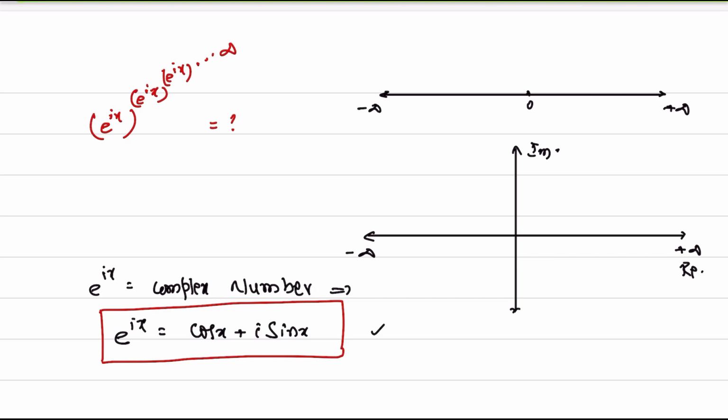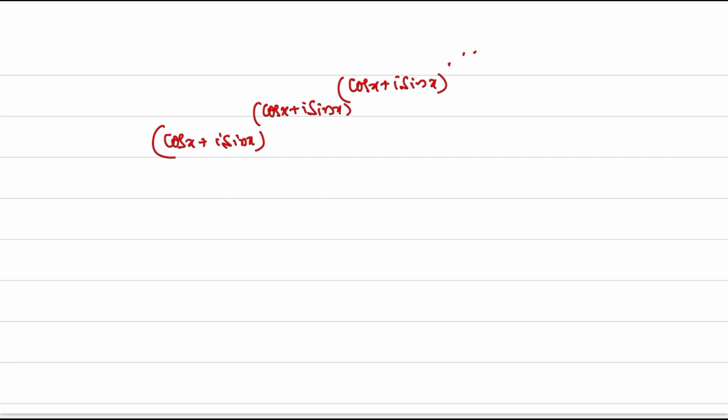Now, we can even write it like this. The problem, cos x plus i sin x to the power of cos x plus i sin x to the power of cos x plus i sin x up to infinity, is equal to e to the power of ix to the power of e to the power of ix to the power of e to the power of ix up to infinity. That is equal to what? That's what we are going to find out.